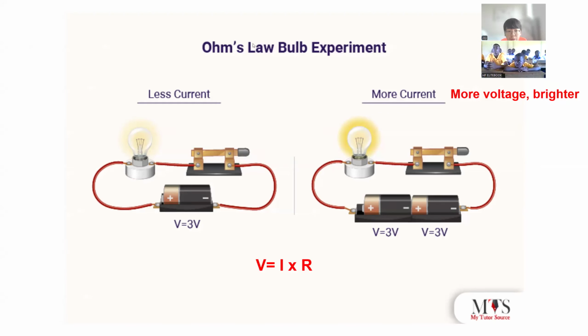So here was an example of Ohm's law bulb experiment. Here on the right, there is more current, and on the left, there is less current. So the more voltage, the brighter it gets. This is what the experiment is trying to prove. Since there is more voltage, there will be more electrons passing through. So it'll be more and faster electrons passing through, and it'll make the bulb brighter. It'll have more current.